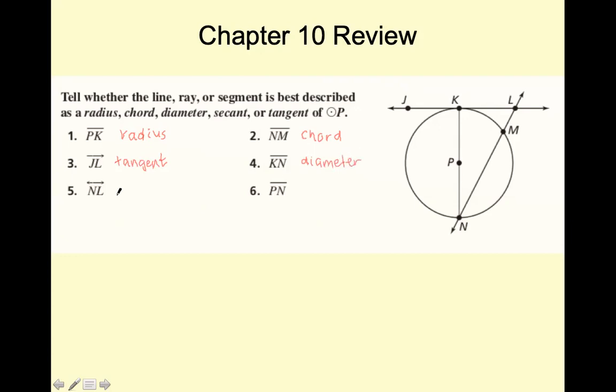All right, next we have line NL. So this time it's a line. It's a line passing through a circle. We call that a secant. And number 6, segment PN. Segment PN starts at the center, goes to one side. We call that, again, a radius.